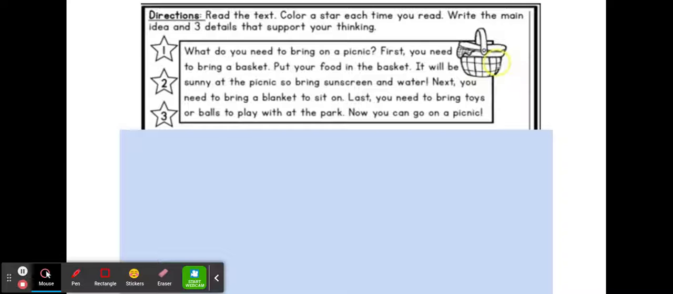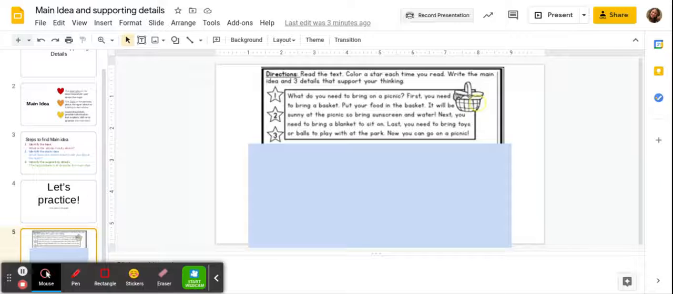So remember, when we identify our main idea and those details, the first thing we're going to want to do is ask ourselves, what's the topic of the passage we are reading? I want you to ask yourself, what is the topic? What are we reading about? If you said picnics, you are correct. The topic of this passage is picnics.